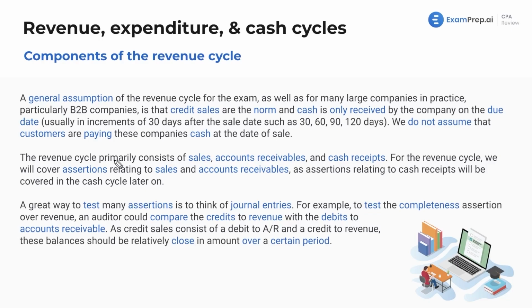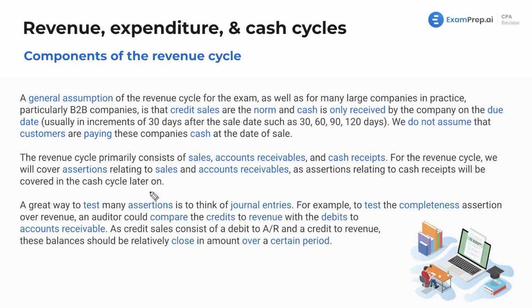a red flag. So that's what the credit department would do, is assess each company and say, should we even sell to this person? Because if we do, are we going to get our cash? And so we want to make sure we collect on everything. The revenue cycle here is primarily going to consist of sales, accounts receivable, and cash receipts, as we talked about. For the revenue cycle, we will cover assertions relating to sales and accounts receivable, as assertions related to cash receipts will be covered in the cash cycle later on.